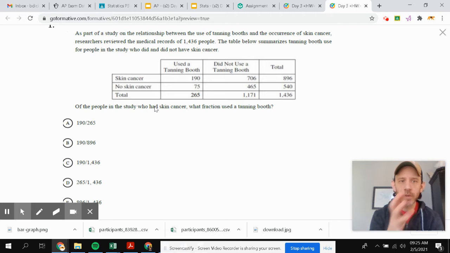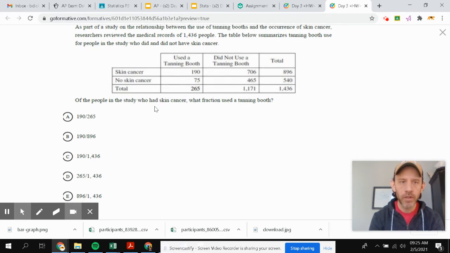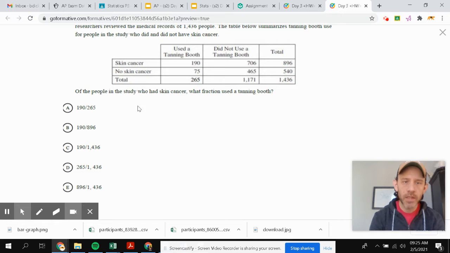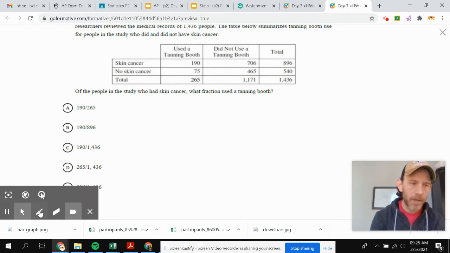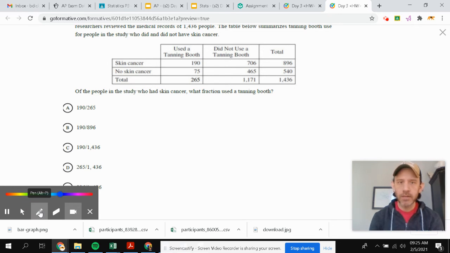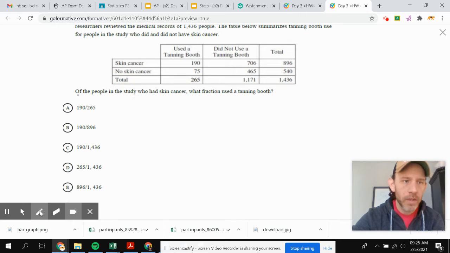So number 11 is talking about skin cancer and tanning booths. Those are the two variables, and you see that in the two-way table. The question here says, of the people in the study who had skin cancer, what fraction used a tanning booth? So the thing that you want to highlight here is what total am I taking this fraction from? It'll always give you this language of who. So "of something" will tell you what your fraction is going to look like. In this case, it's of the people in the study who had skin cancer.